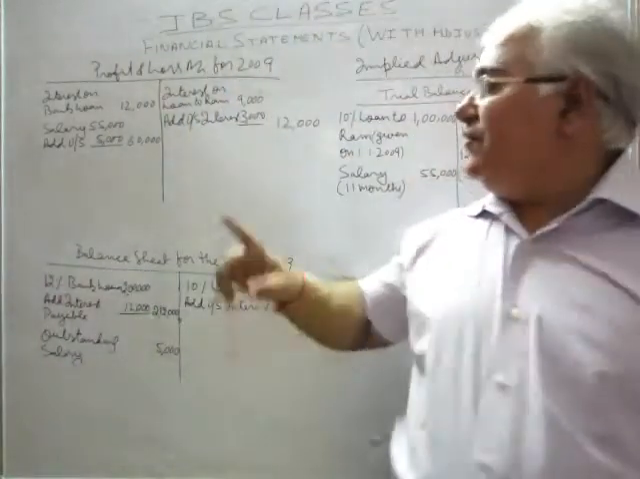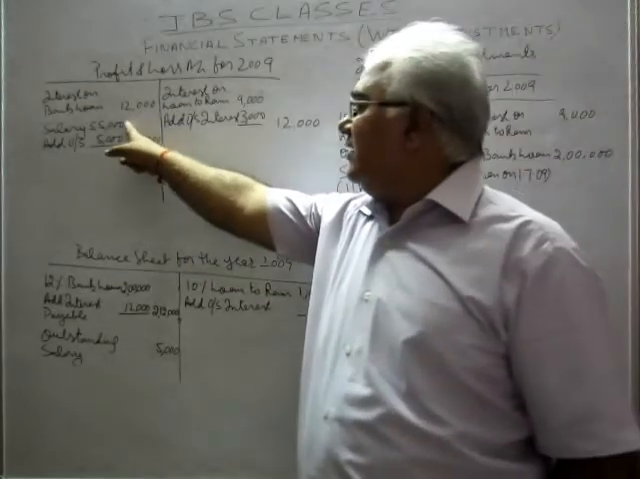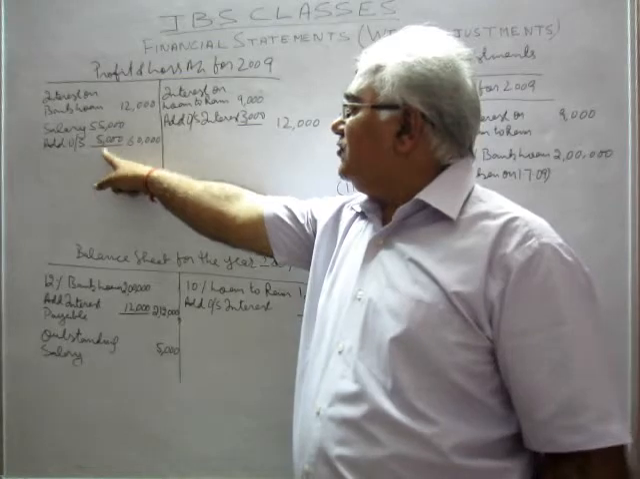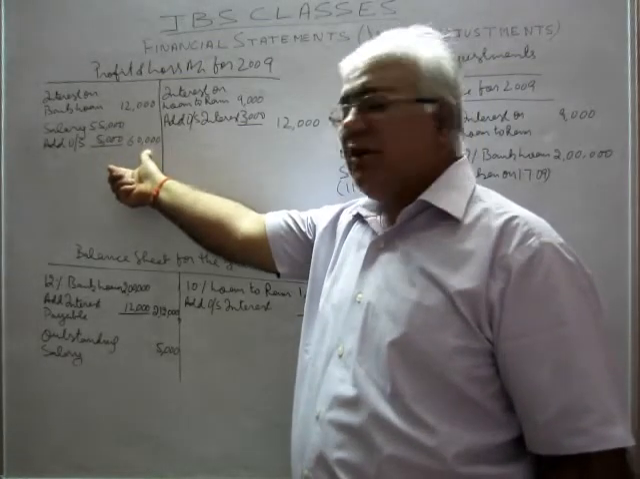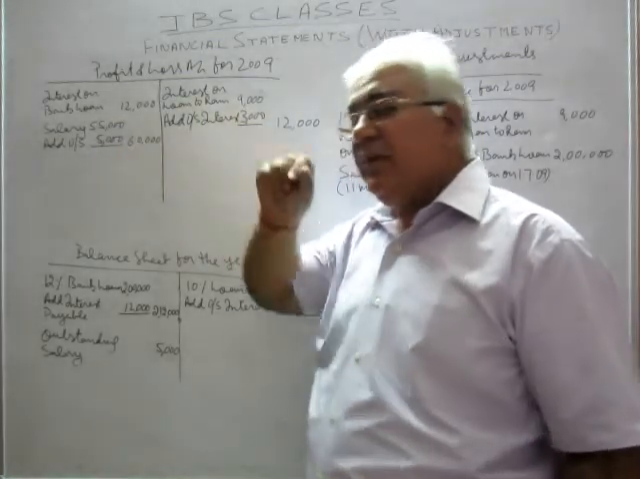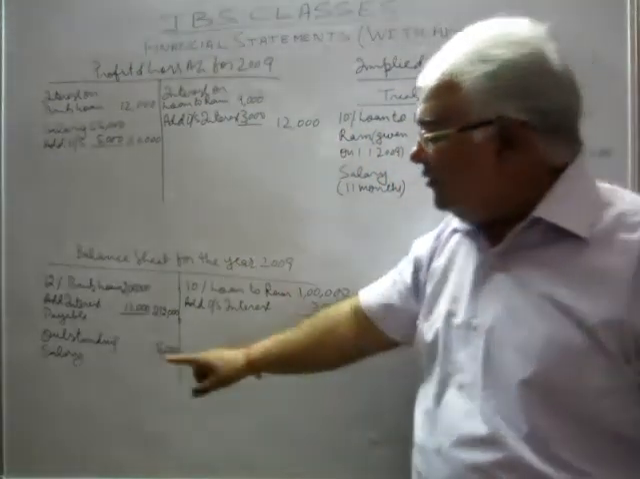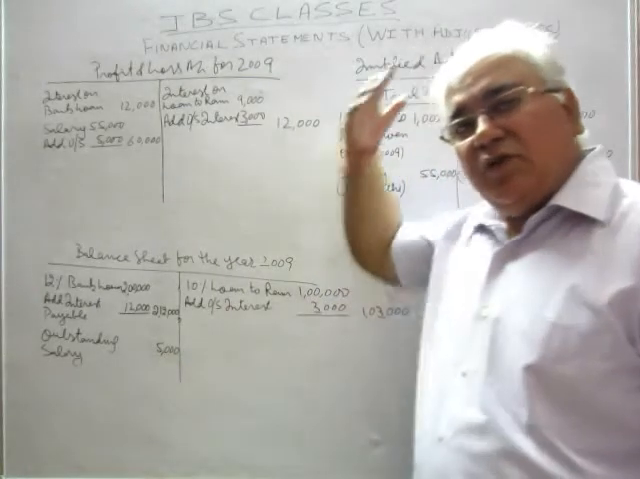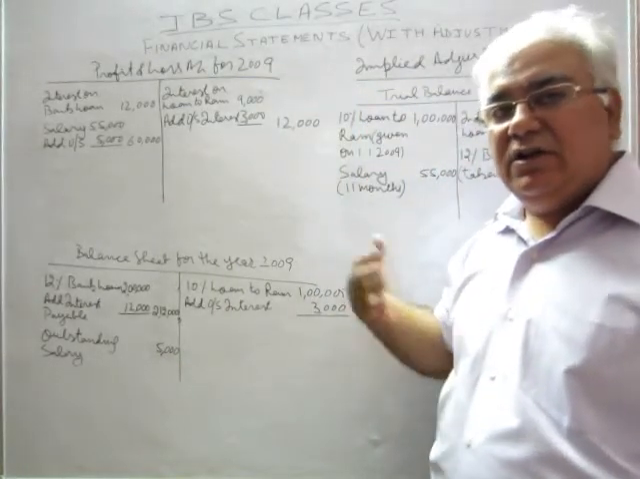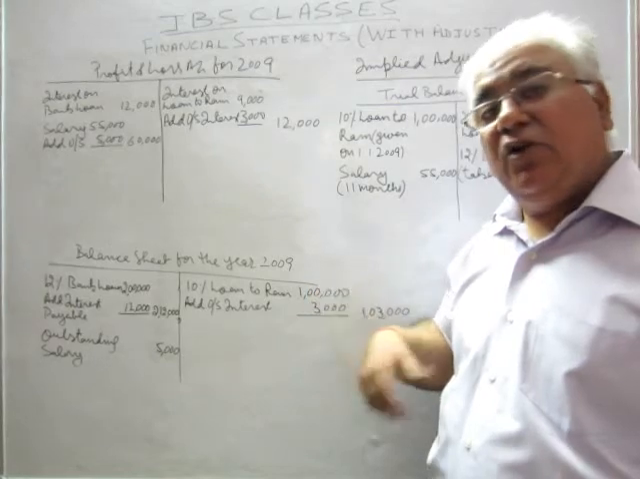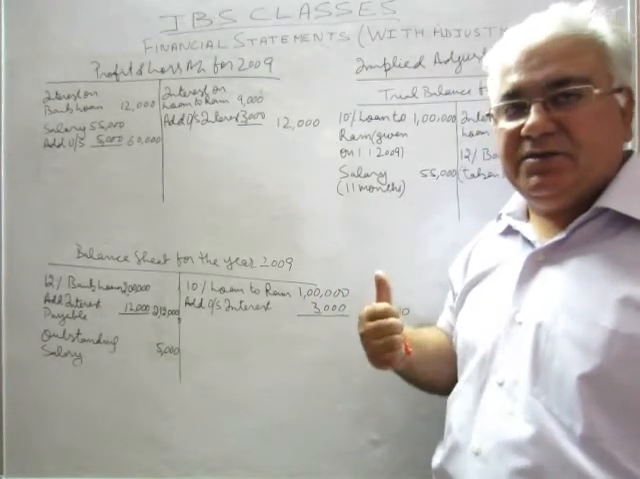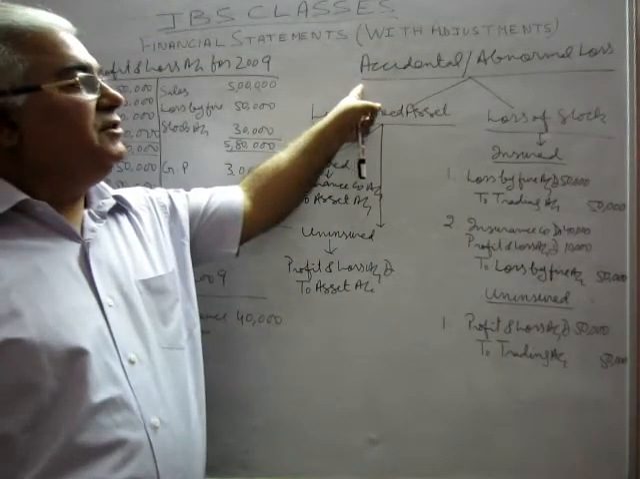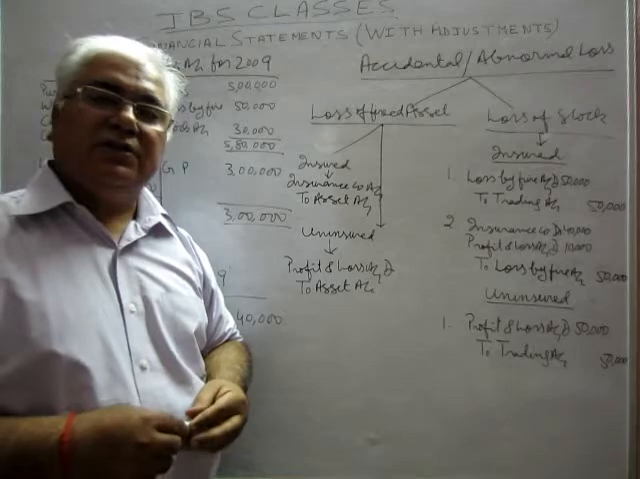And in the profit and loss account, salaries will be shown at 60,000, 55,000 which is already in the trial balance, and 5,000 outstanding salary. 60,000 net figure will be shown, and 5,000 being our liability will be shown in the balance sheet on the liability side. So you have to look at the trial balance for all the adjustments to be made on your own. They are called implied adjustments. Is this clear? Now we will discuss accidental or abnormal losses.